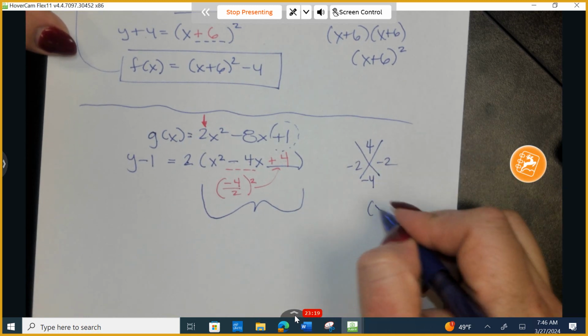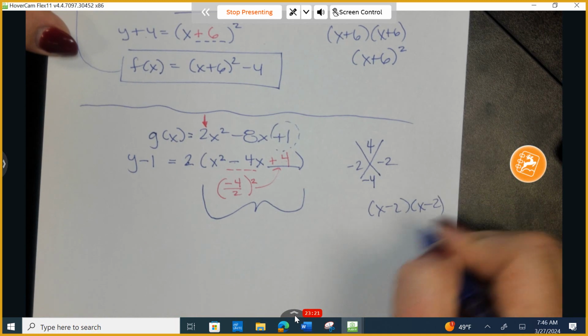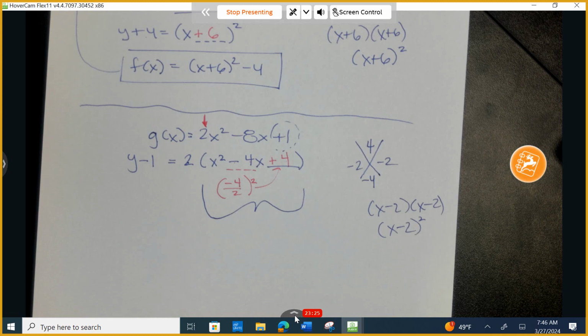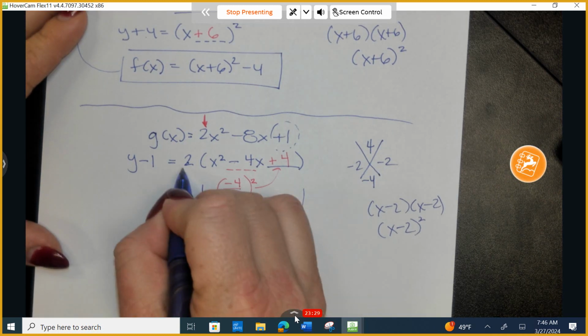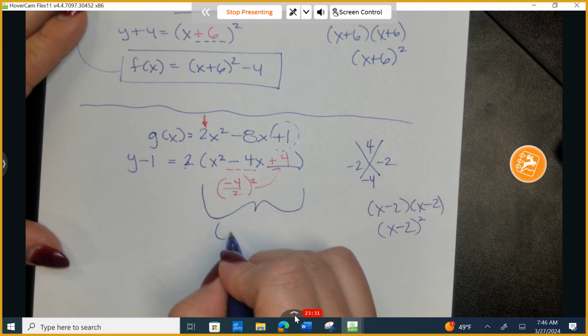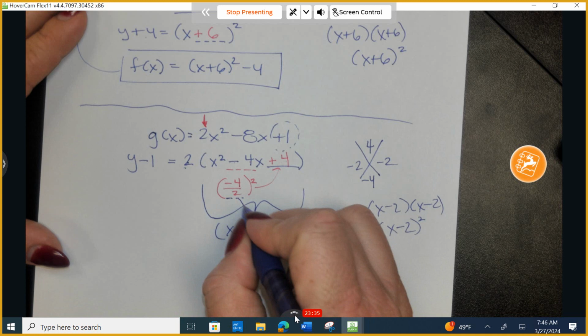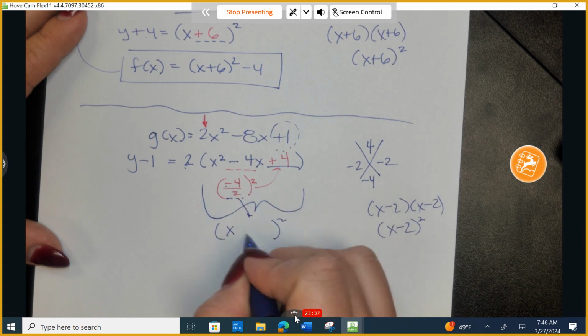You do all the work and you get x minus 2 and x minus 2, and then x minus 2 and x minus 2 can be rewritten as x minus 2 squared. But there's a shortcut to doing this. The shortcut is, I'm going to come back to this in just a second, to take whatever this is right here and drop it down. So negative 4 divided by 2 is negative 2.